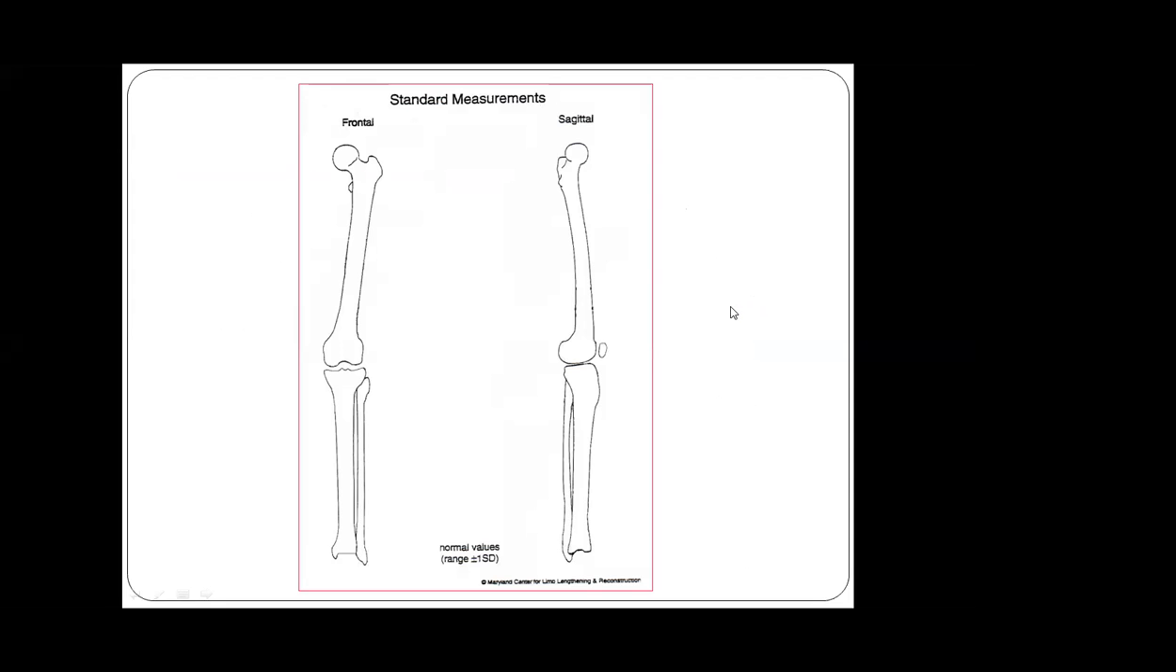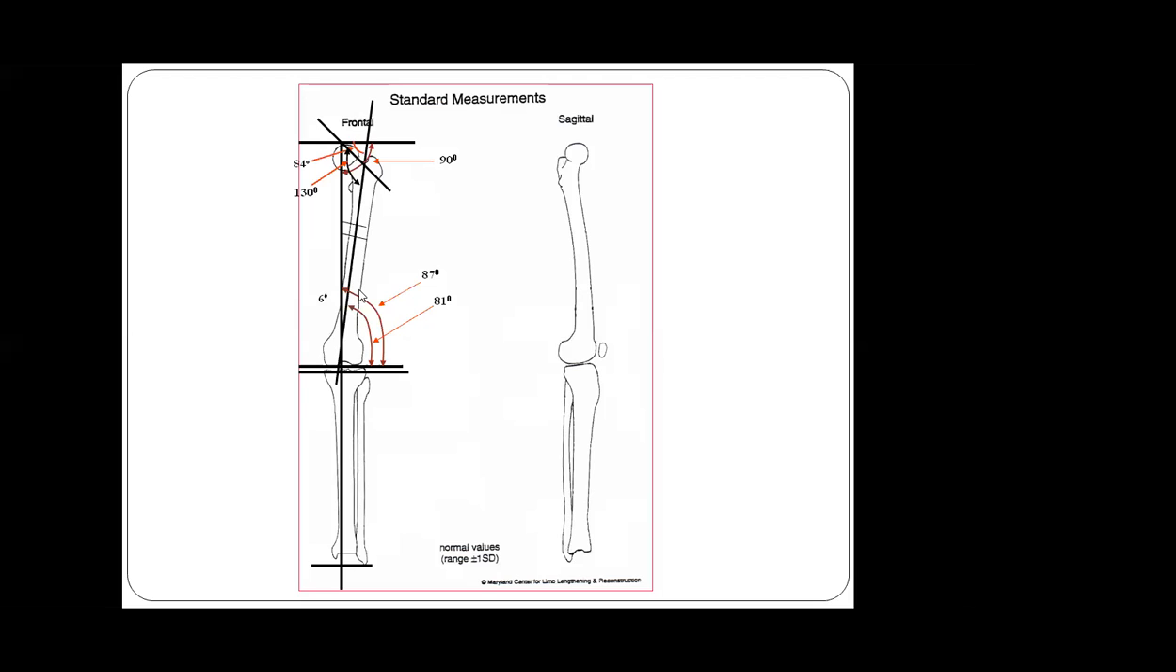So to summarize the standard measurements: first we draw the mechanical axis of the lower limb and the joint orientation lines. Then we need the anatomical axis of the femur. Then we get the angle. There is 6 degrees of valgus, as I said, between the mechanical axis and the anatomical axis of the femur. This is the neck shaft angle.